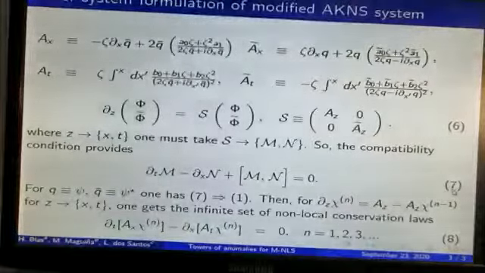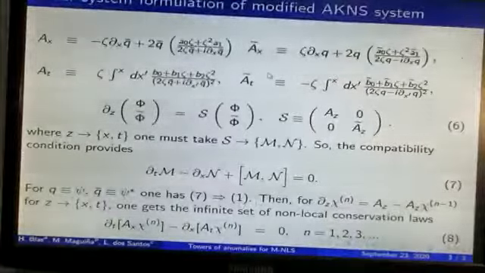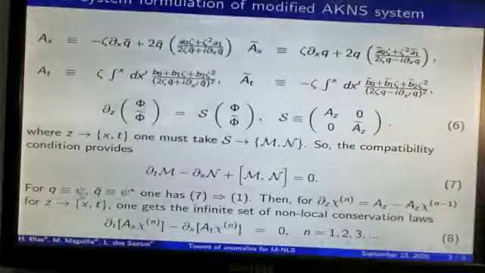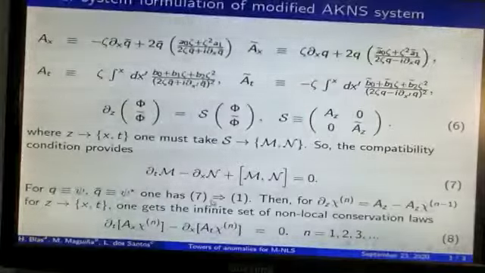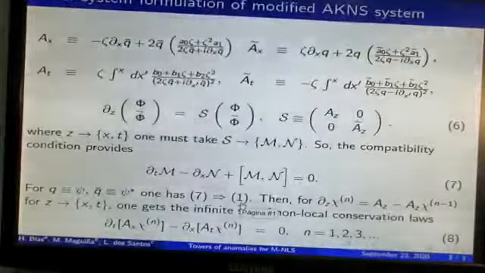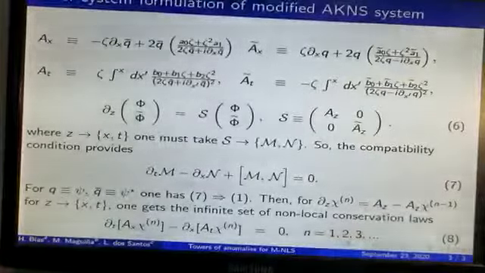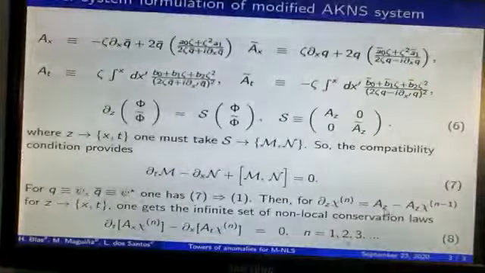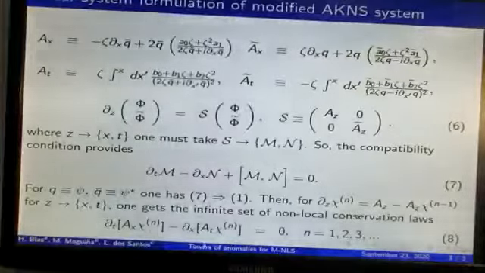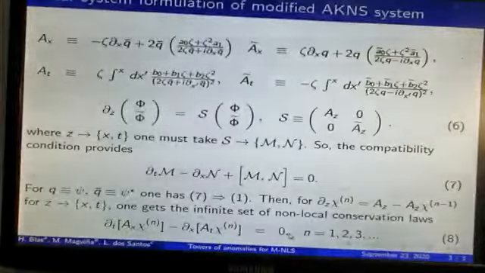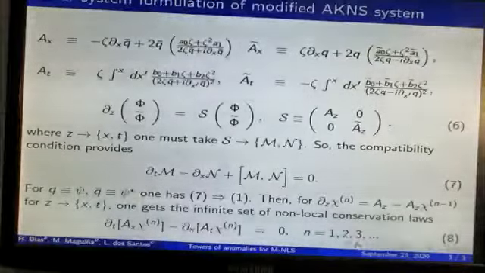From equation 7, one can get the modified nonlinear Schrödinger equation, presenting the first equation. So for q equal to psi and q bar equal to psi star, equation 7 reduces to equation 1 in the first slide. Next, for this field chi defined in this form, in which these a's are just the potential components, one can write an infinite set of non-local conservation laws in this form for n equal to 1, 2, 3 and all positive integers.